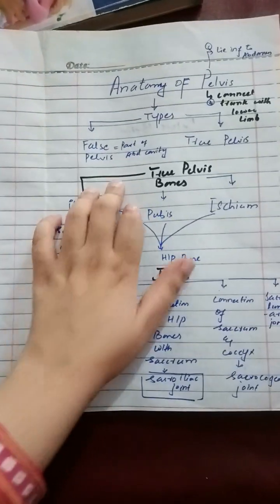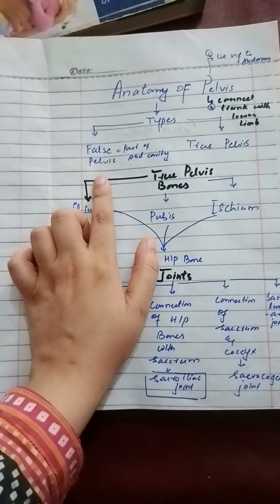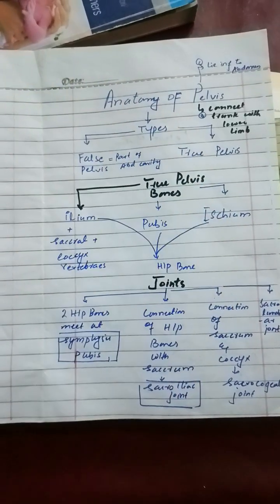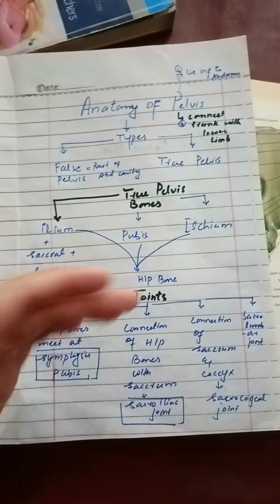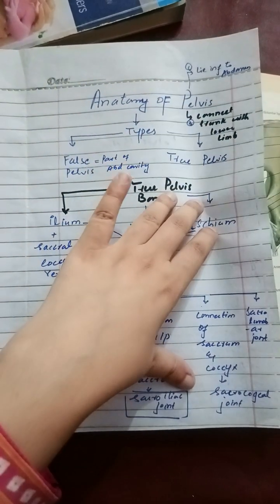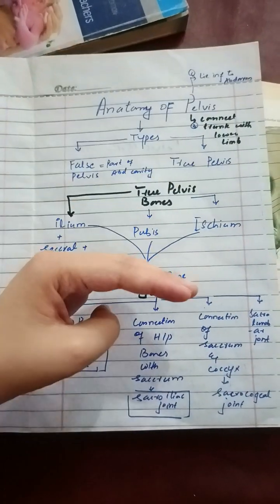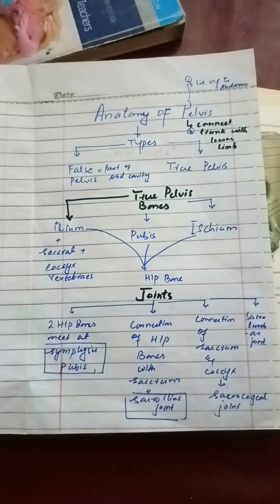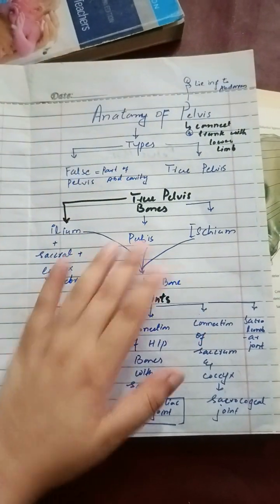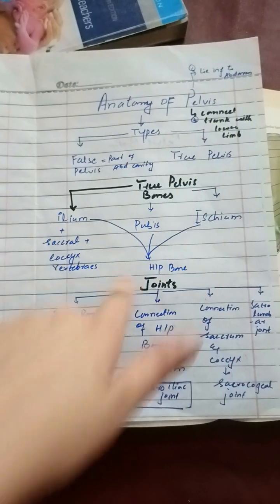There are basically two types of pelvis: the false pelvis and the true pelvis. The false pelvis is a part of the abdominal cavity, while the true pelvis is not a part of the abdominal cavity. It is a demarcating point between the abdominal cavity and the lower limbs. It connects the trunk with the lower limb.